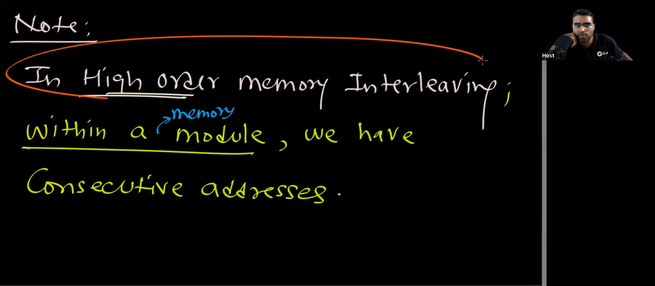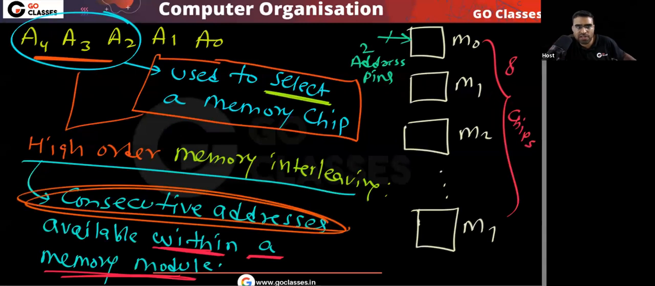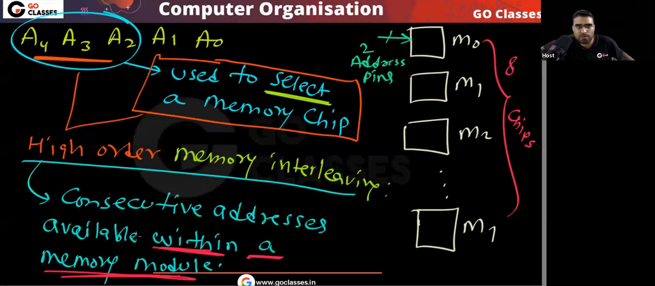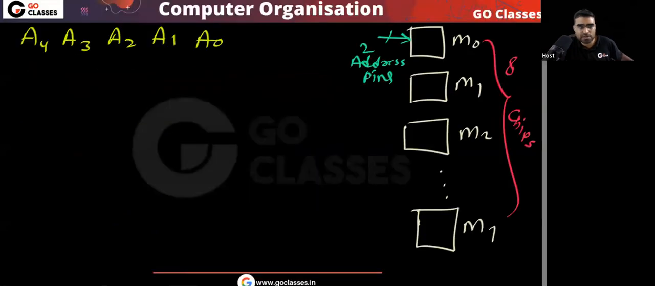In high order memory interleaving, within a memory module, we have consecutive addresses. You can find the consecutive addresses within a memory module. Is this understood? Quite simple. Now you tell me, how will you make the connections?